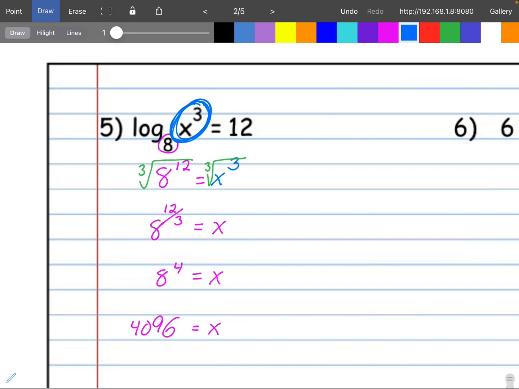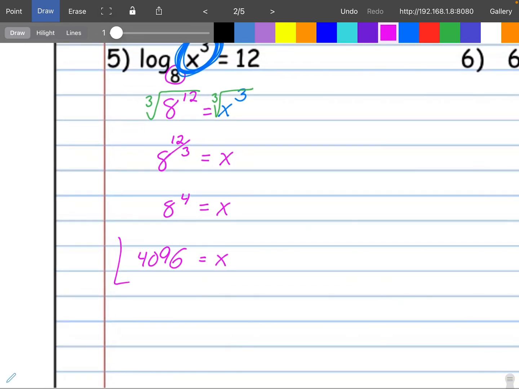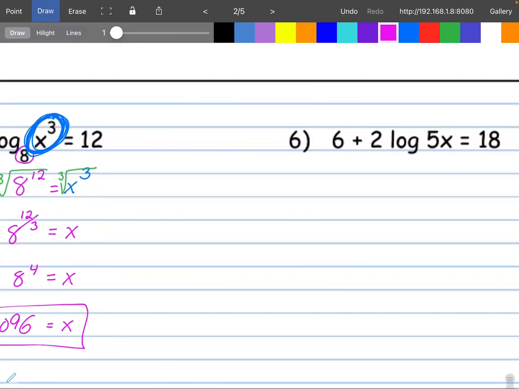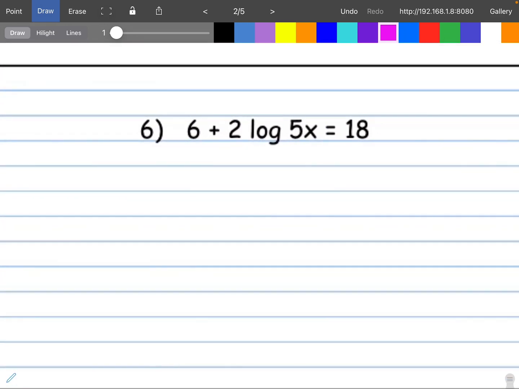So once you determine what your x equals, you need to go back up and make sure that that would not have you taking the log of a negative number. So if I do 4,096 to the third power, it's going to be huge, but it's certainly not negative or 0. It's going to come out to be a positive number. Therefore, this answer is good. Alrighty. Now, how about number 6?